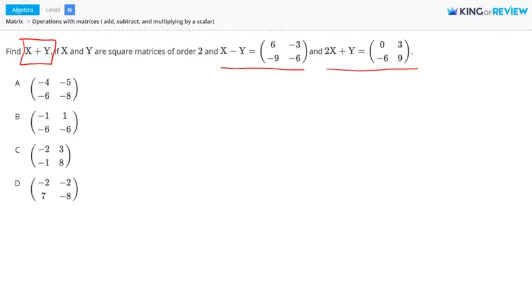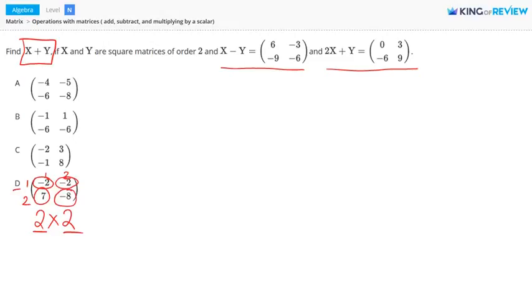So for a minute, let's look at the matrix that's in answer D. This matrix has 2 rows and 2 columns, so this would be called a 2 by 2 matrix. Each number in the matrix is called an entry. So these are entries. This particular matrix has 4 entries.